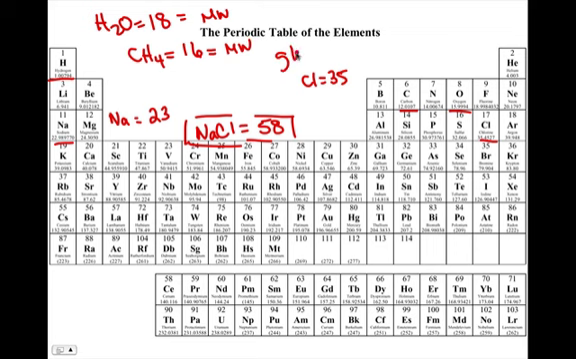Here's one. Glucose has a molecular formula of C6H12O6, and we can add those up. 6 carbons at 12 each is 72. 12 hydrogens at 1 each is 12, and 6 oxygens at 16 each. Add them all up, and we get a molecular weight of 180 for glucose. So that's how you calculate the molecular weight of any molecule.